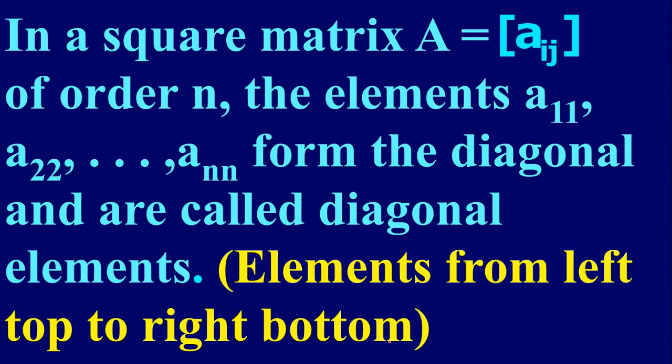In a square matrix, A equal to Aij of order n, the elements A11, A22, A33 up to Ann form a diagonal and are called as diagonal elements. So all these are called as diagonal elements, that is elements from left top to right bottom.